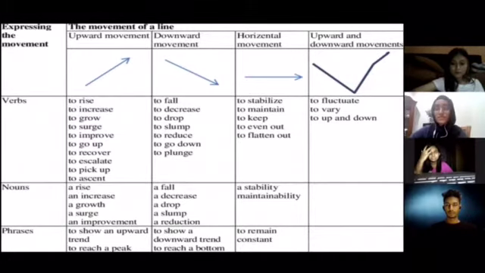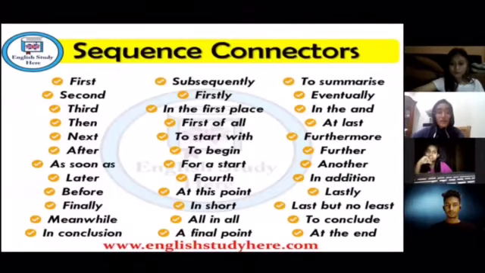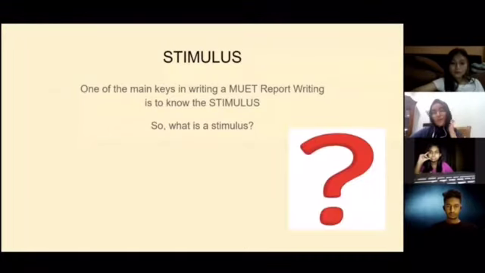The next one we have here are sequence connectors: first, second, third, then, next, after, as soon as, and so on. All of this is also very important. We use sequence connectors to connect sentences, and in the MUET report, sequence connectors are very, very important because we are going to write our report. One of the main keys in writing a MUET report is to know the stimulus.